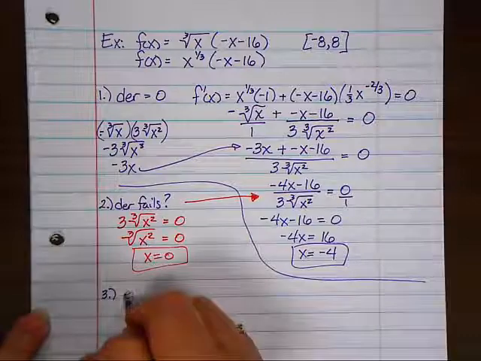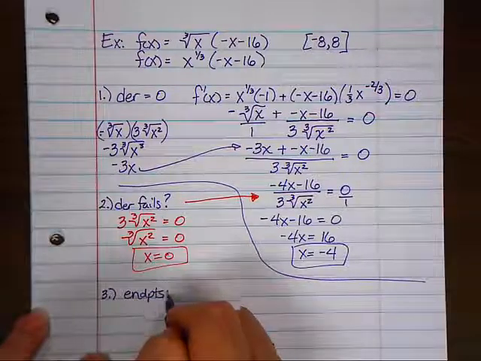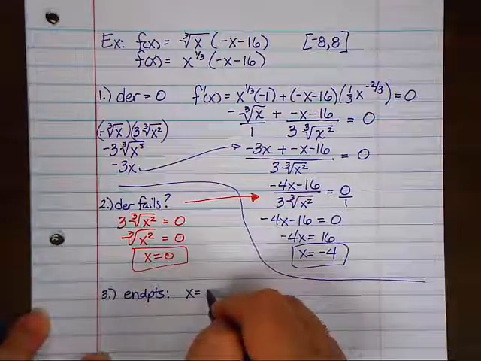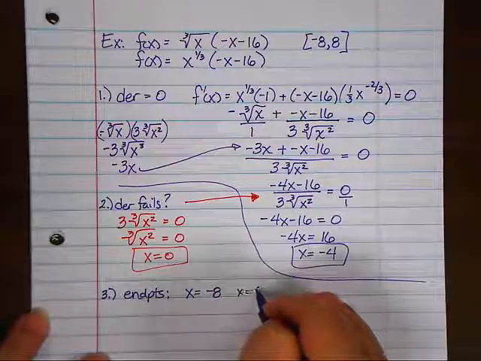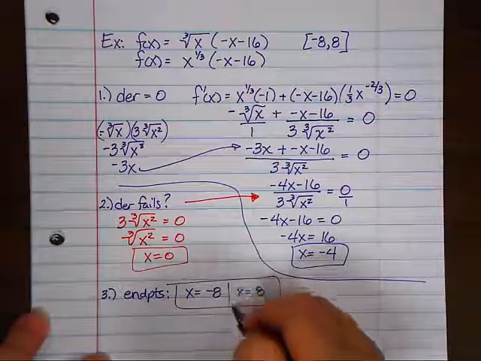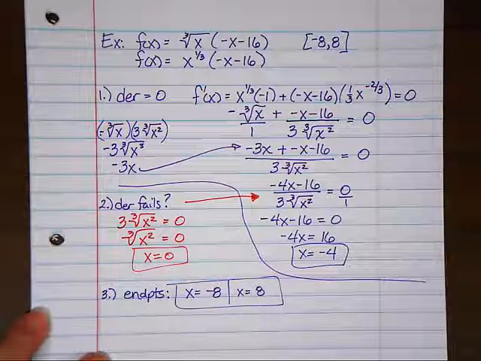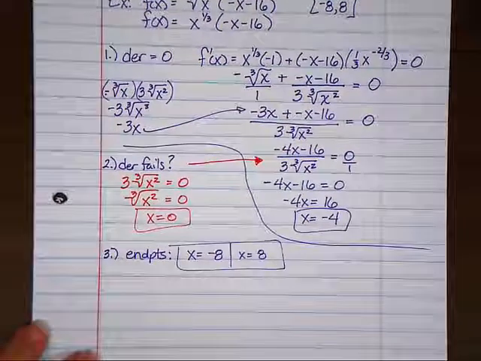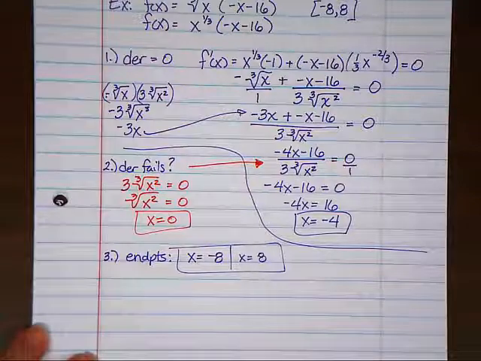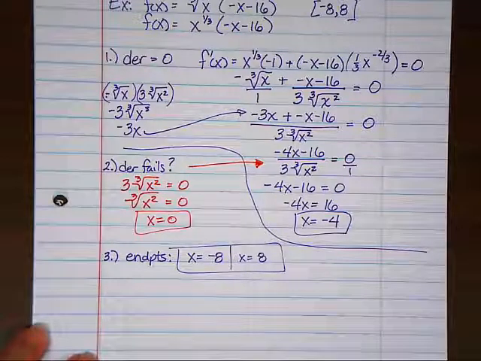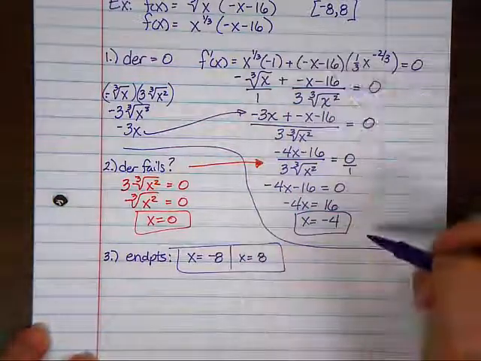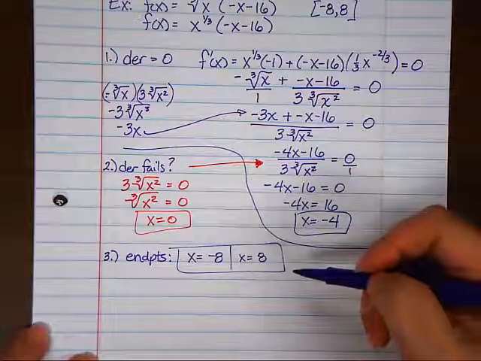So there's derivative fails. Step 3, endpoints. Like I said, this is the no-brainer. x equals negative 8. x equals positive 8. Box them in. And we now have our 4 points to test to see which one is the absolute max and min. Okay? So far, so good. Do you see how much longer step 1 took than the rest? It always works that way.